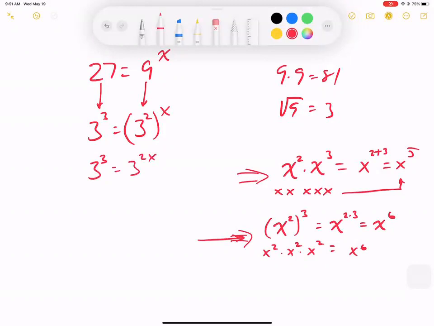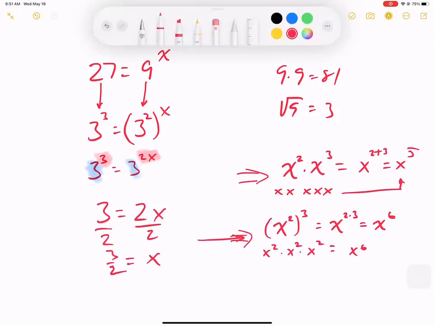Okay. Now, given this problem, we can see that we both have the same base. Well, the exponents now have to be equal then. Fine. We're going to set the exponents equal to each other. 3 is equal to 2x. We can divide both sides by 2. X is equal to 3 over 2.